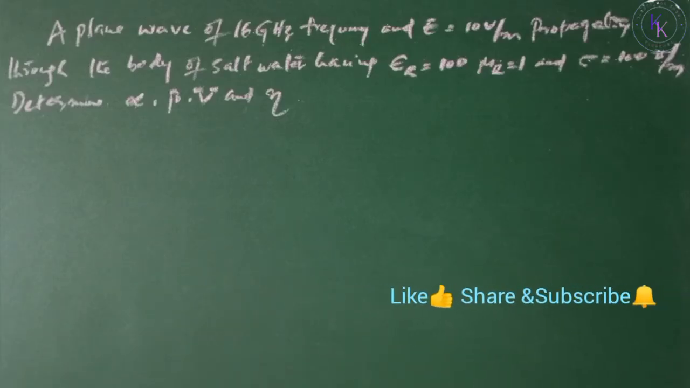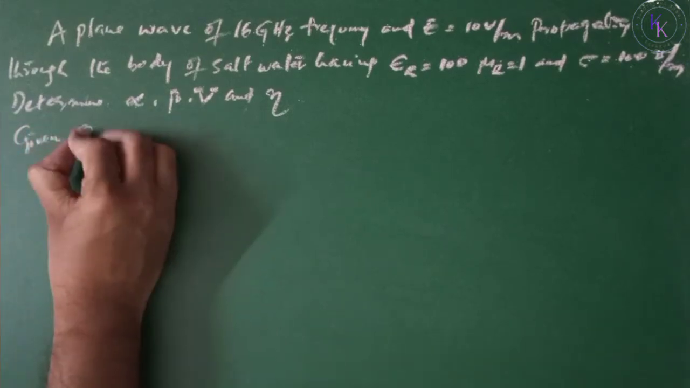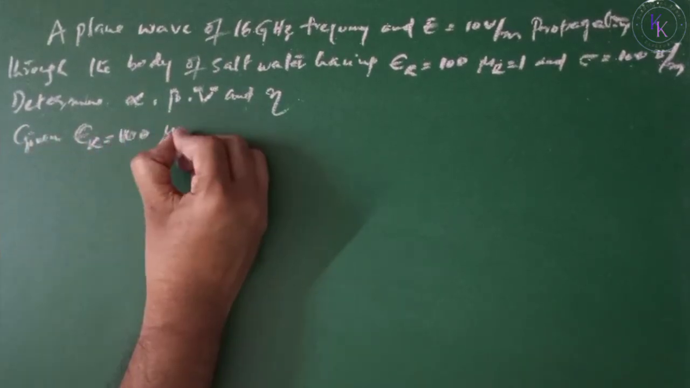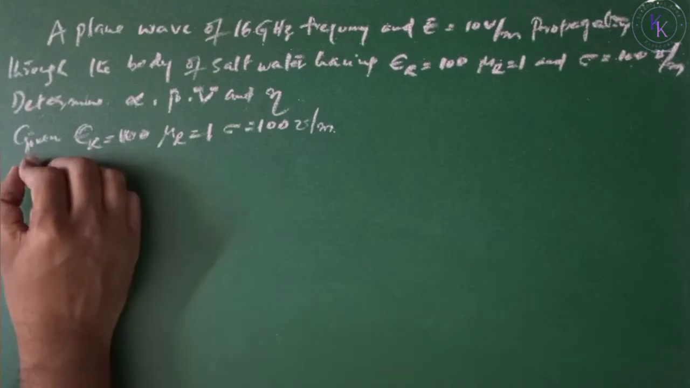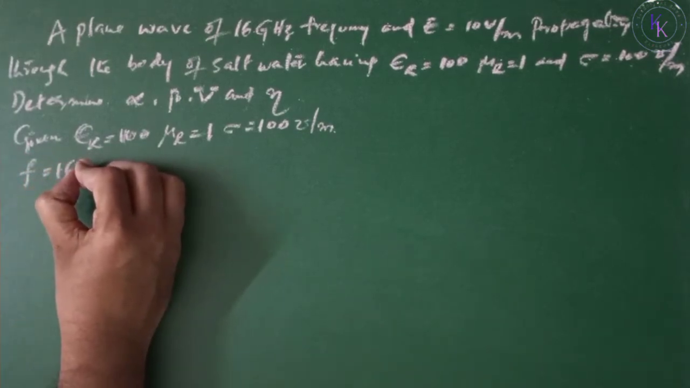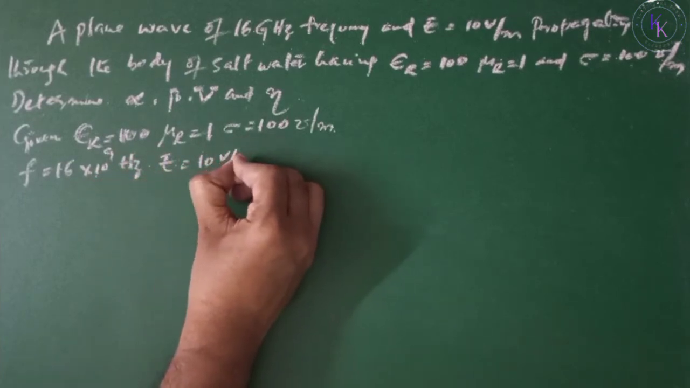A plane wave of 16 GHz frequency and E equals 10 volts per meter is propagating through the body of salt water having epsilon r equal to 100, mu r equals 1 and sigma equals 100 mhos per meter. Determine alpha, beta, v and eta, which are the attenuation constant, phase shift constant, propagation velocity and intrinsic impedance. Now given epsilon r equals 100, mu r equals 1, sigma equals 100 mhos per meter, f equals 16 gigahertz, and E equals 10 volts per meter.